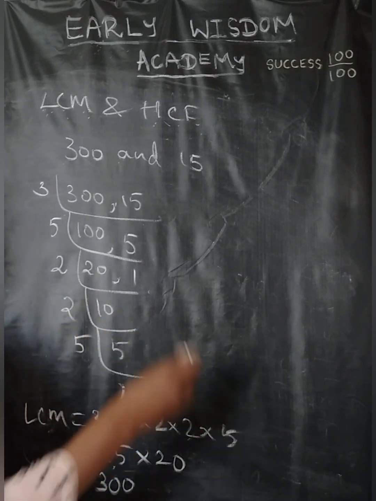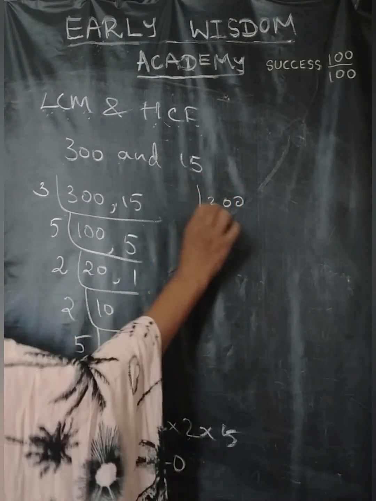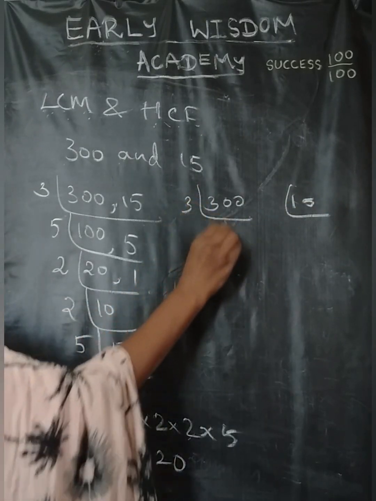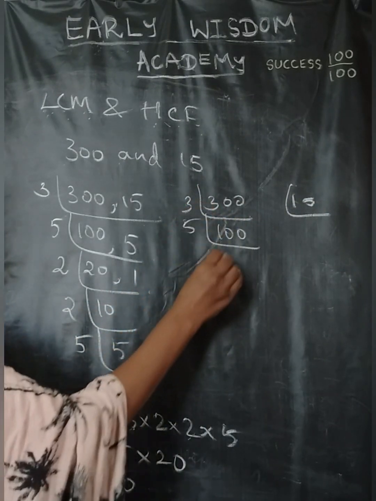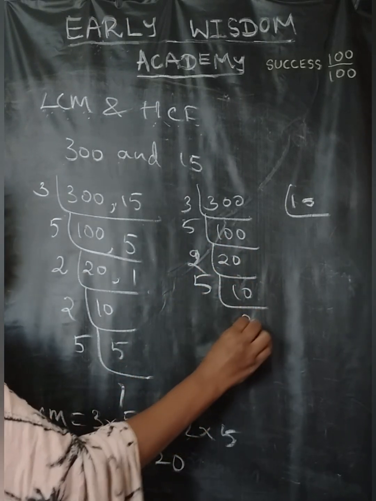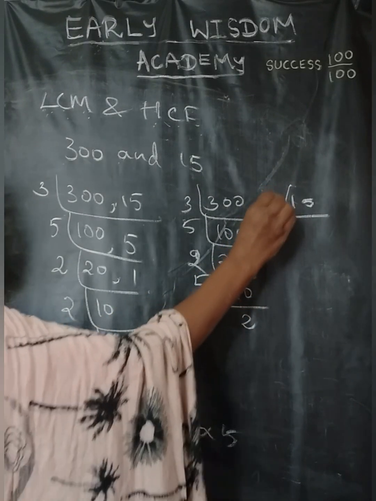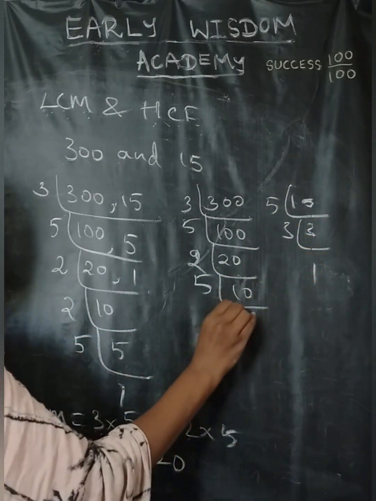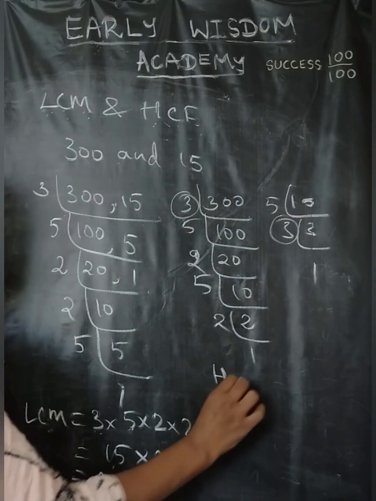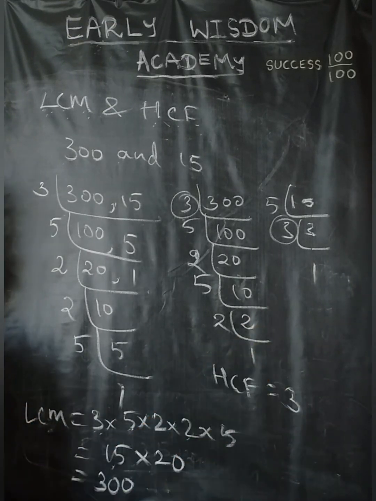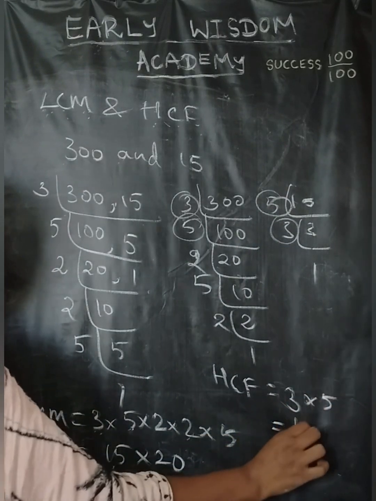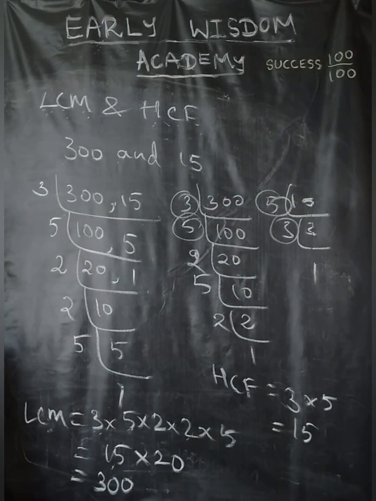So LCM is 300. Next, to find HCF, I am going to prime factorize each number separately. 300: 3 100s are 300, 5 20s are 100, 2 10s are 20, 5 2s are 10. Similarly, 15: 5 3s are 15, 3 1s are 3. So I have a 3, I have a 3. For HCF, I am going to take only the common factors. One 3, and I have a 5, I have a 5. 5 3s are 15. 15 is my HCF.